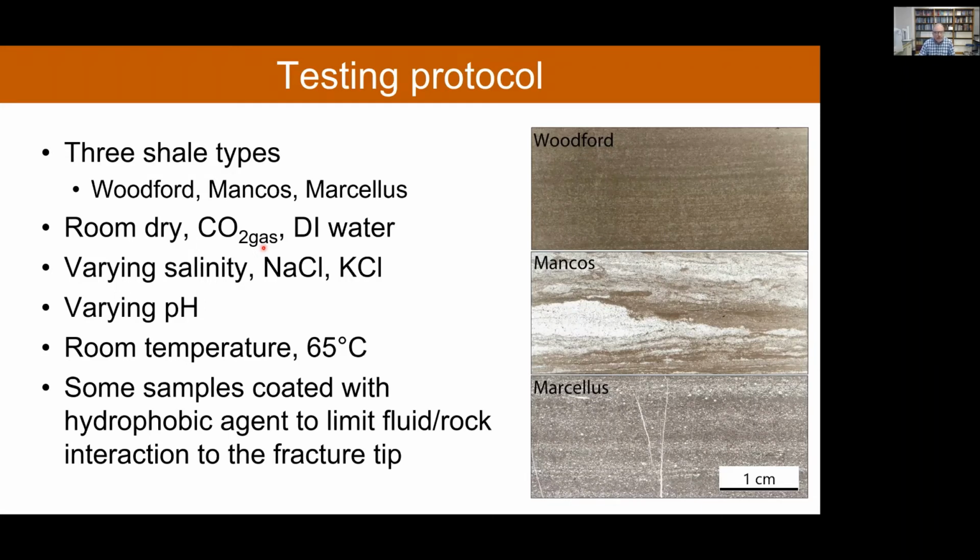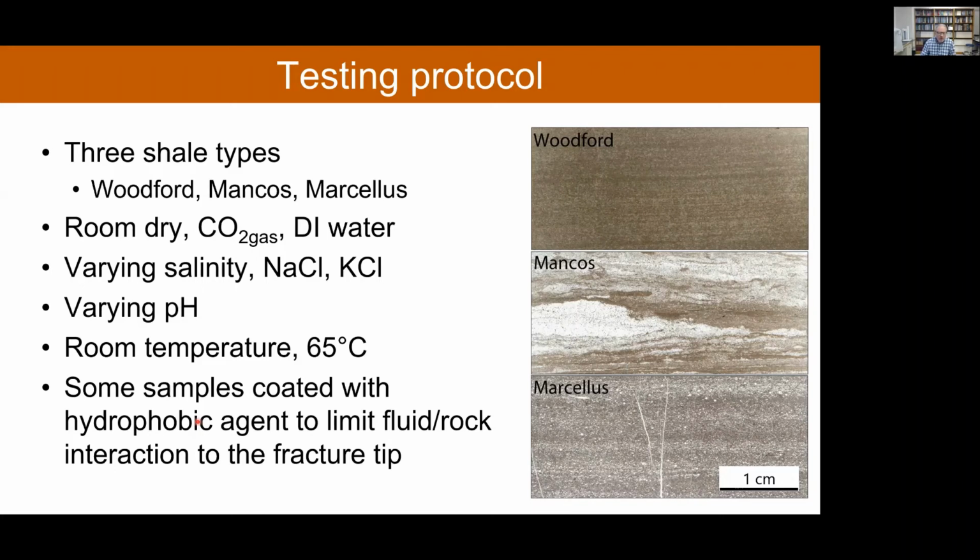Because we are looking at the foundation of those processes, not so much just what would be applicable to CO2 sequestration, we use three different shales of different rock composition, because rock composition matters. We did it at room dry conditions, in dry CO2 gas, distilled water, and then varying salinity of the water with sodium chloride, potassium chloride, different pH, and room temperature to 65 degrees centigrade. This is as high as we can go. And then we also did some things where we coat the sample to limit the reaction to the fracture tip. I'll show this in a minute.